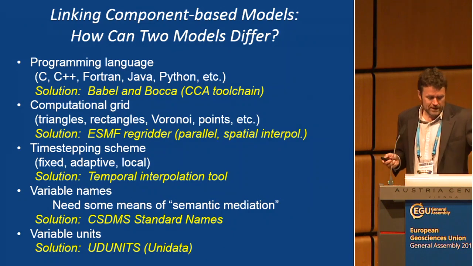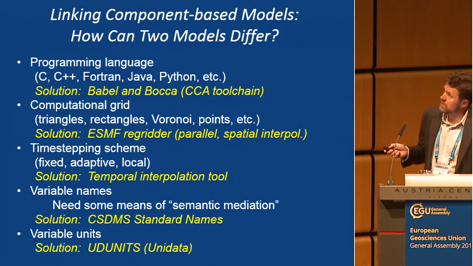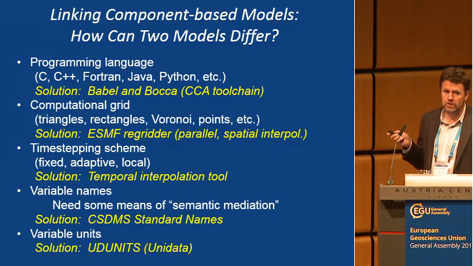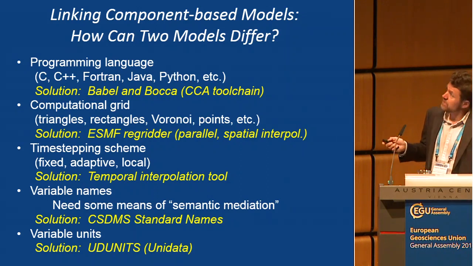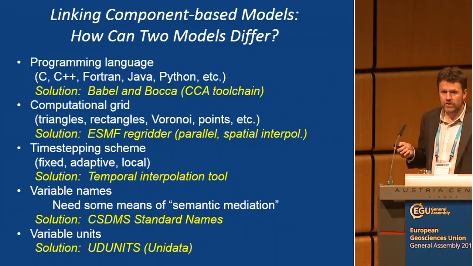And so in yellow, I show that there are solutions to a lot of these problems that we were able to find when I was the chief architect for this project. And we were able to deploy and leverage the efforts of others to solve some of these problems, like DOE had something called Babel for the computer language interoperability, and ESMF has an excellent regridder that uses multiple processors and it handles all kinds of special options. Time interpolation is not so hard.